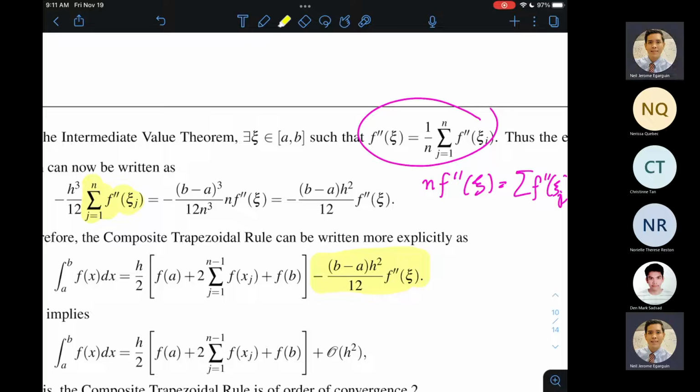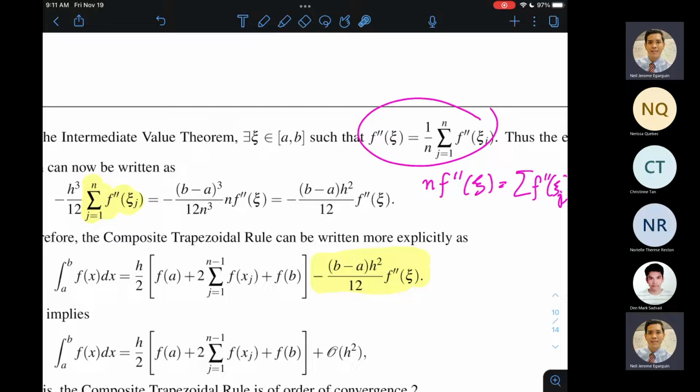Okay? So now the error term looks better. And that will give us an idea of how the error in the trapezoidal rule depends on the value of h. Now we see that the error is a big O of h squared. Okay? This means the error goes to zero as fast as h squared goes to zero. Okay? Because that's where the h squared came from in the trapezoidal rule.